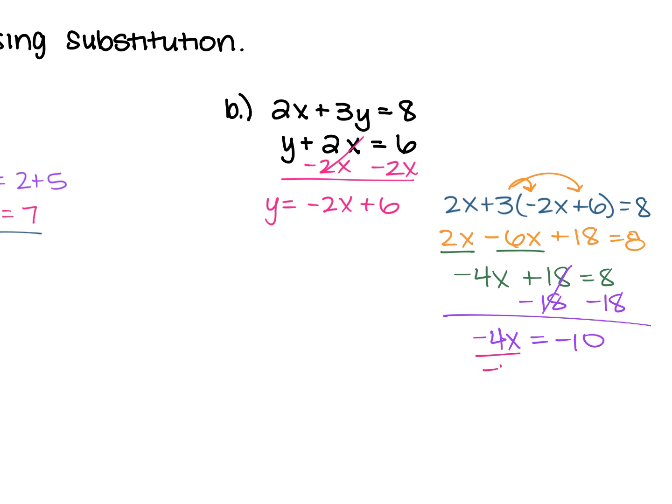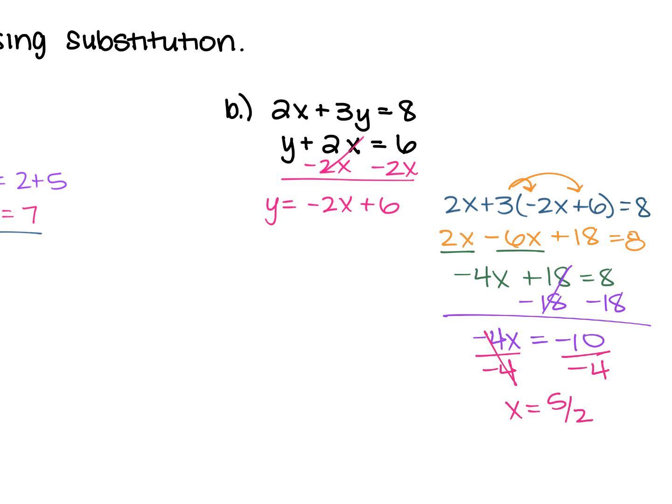Then divide each side by the negative 4. Simplify your fraction, and x is equal to 5 over 2. Now that you have what x is equal to, plug that in for y. You can use the y is equal to negative 2x plus 6.